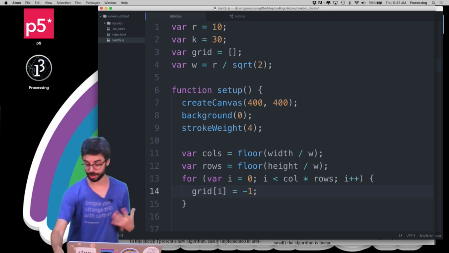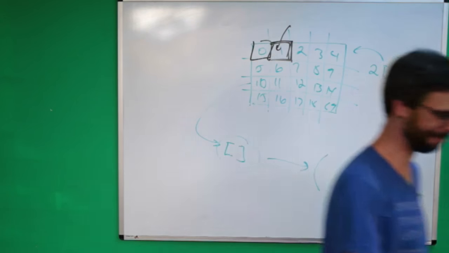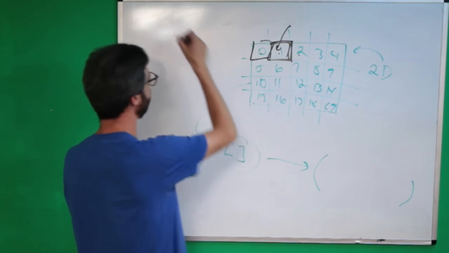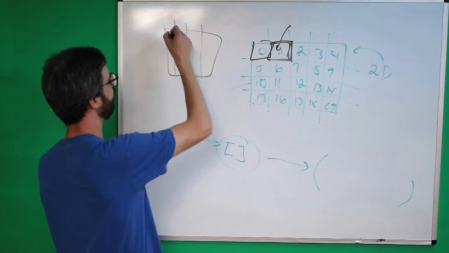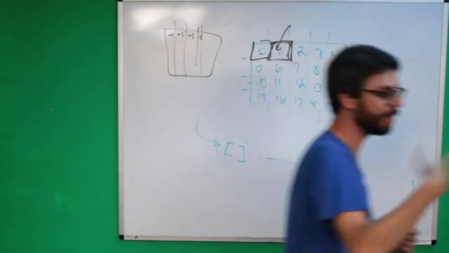So I'm starting with a grid. The idea here is that the grid is just filled with, these are the index values, but the grid itself is filled with negative 1, negative 1, negative 1, negative 1. Because we're going to start putting points in, filling that grid with values.